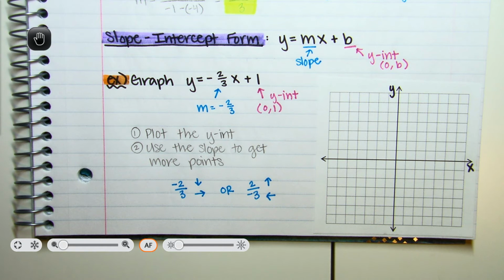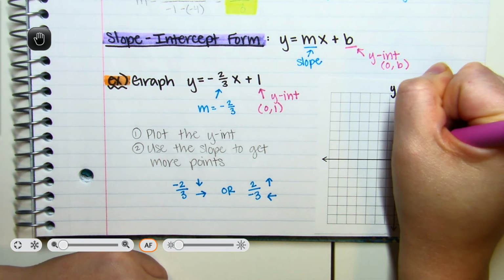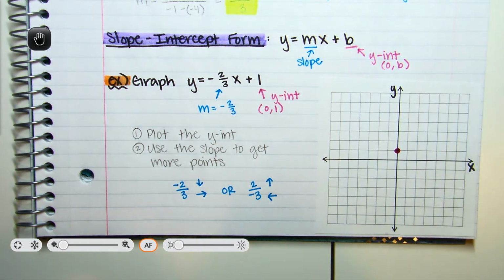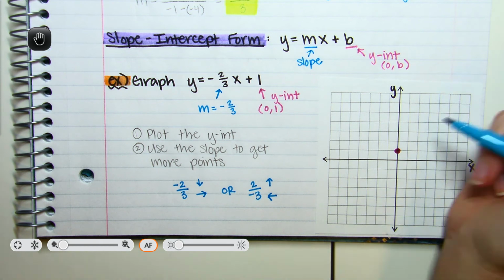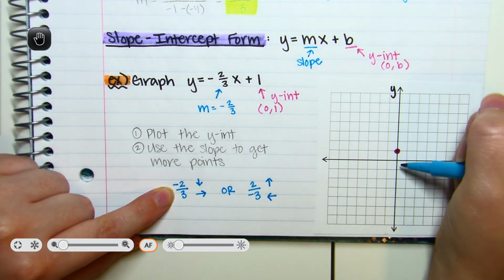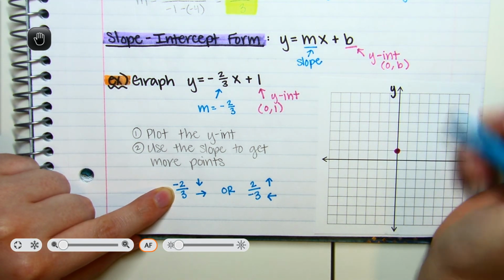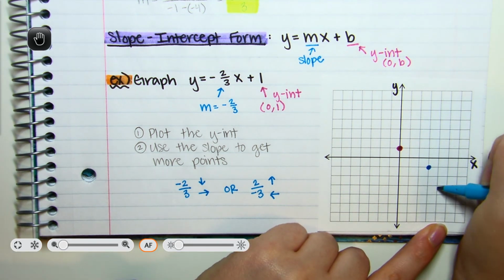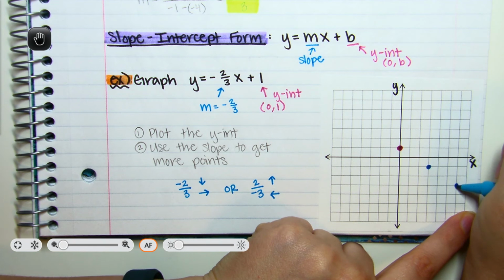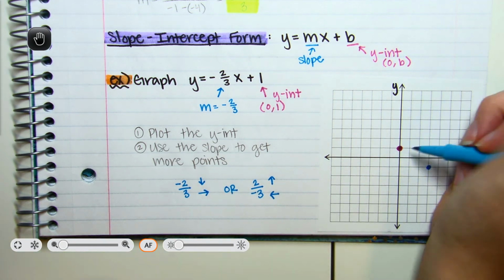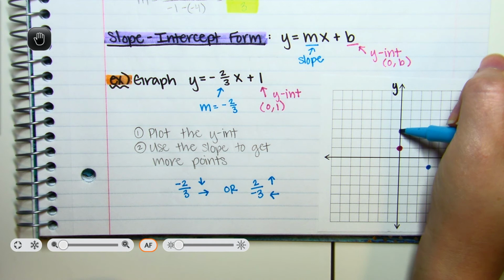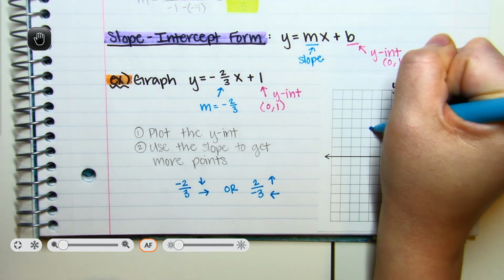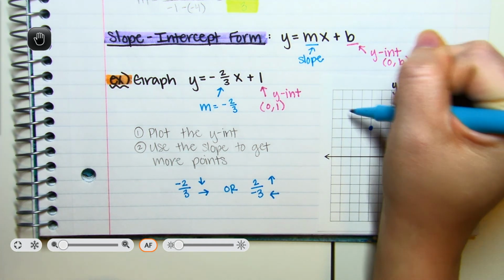So let's go ahead and plot the y-intercept at 0, 1. And I'm just going to assume that each of these little boxes goes by 1. So I plot my y-intercept, and then I can either go down and to the right, so down 2 to the right 3, and I could do that again, down 2 to the right 3, or I could have gone up 2 to the left 3, up 2 to the left 3.